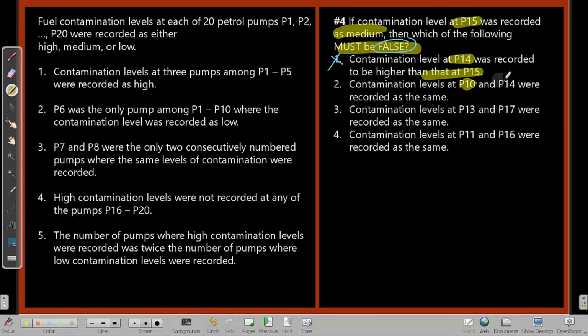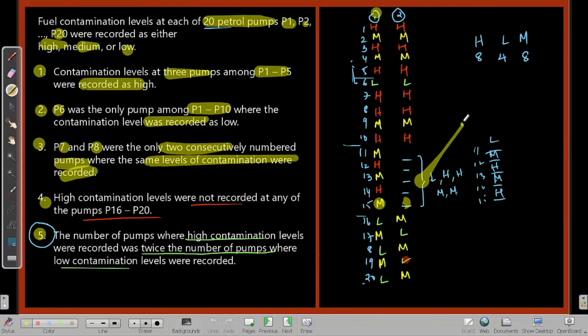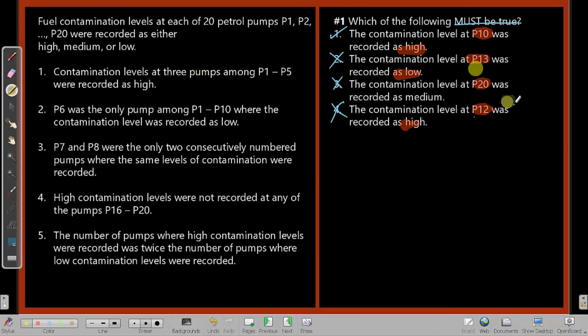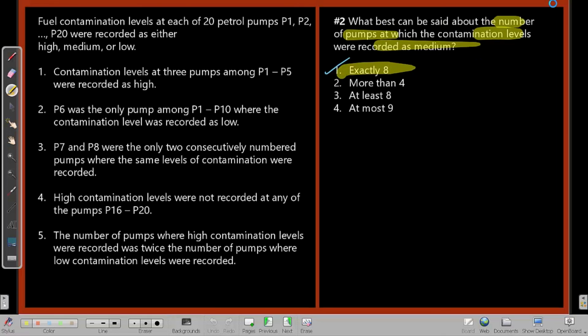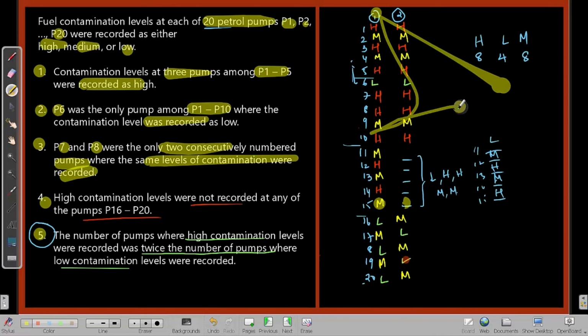Number 2 says the contamination level at P10 and 14 were recorded the same. Is P10 and 14 recorded the same? 10 is high, 14 is high. They are recorded the same. So, in fact, even that information is true, so we eliminate that one. 13. Contamination level of 13 and 17 were recorded the same. Is 13 and 17 recorded the same? Let's go back and check. 13 is medium, 17 is medium, 13 and 17 are recorded the same.